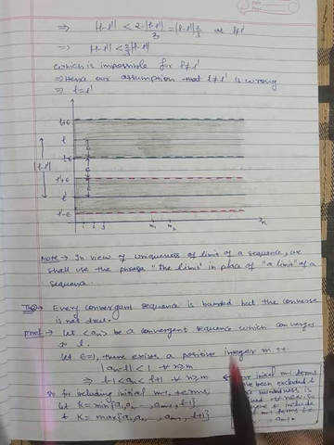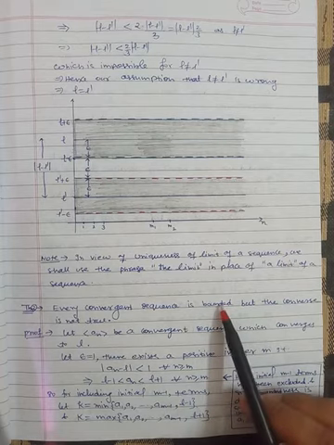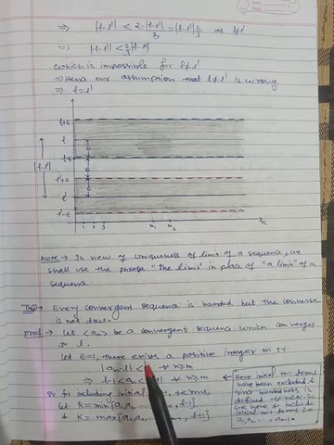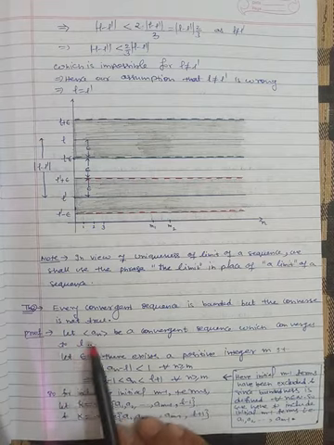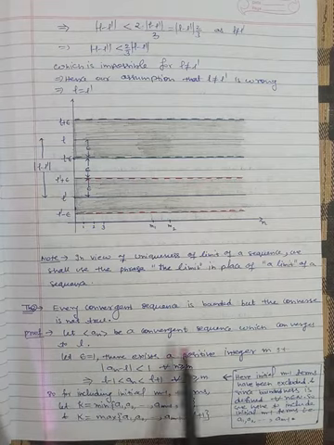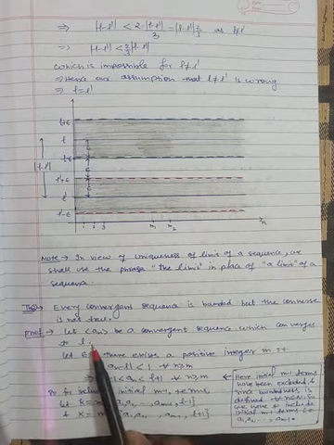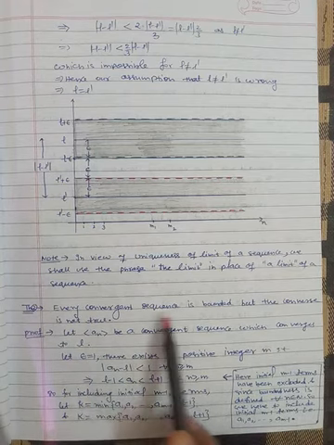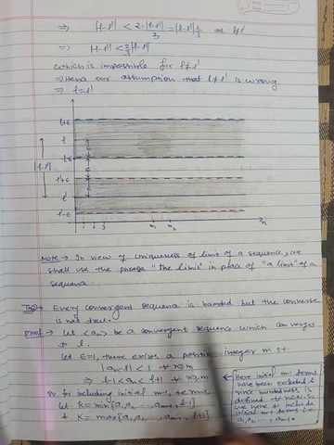So understood one thing: whenever we are proving the boundedness, generally we will take the fixed epsilon. This is one of the important points. So let us start the theorem. Let a_n be a convergent sequence which converges to L. So we will take this part.